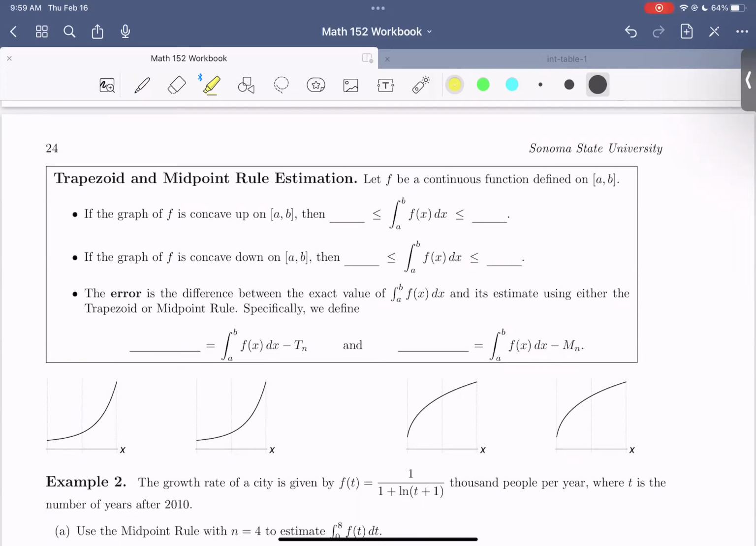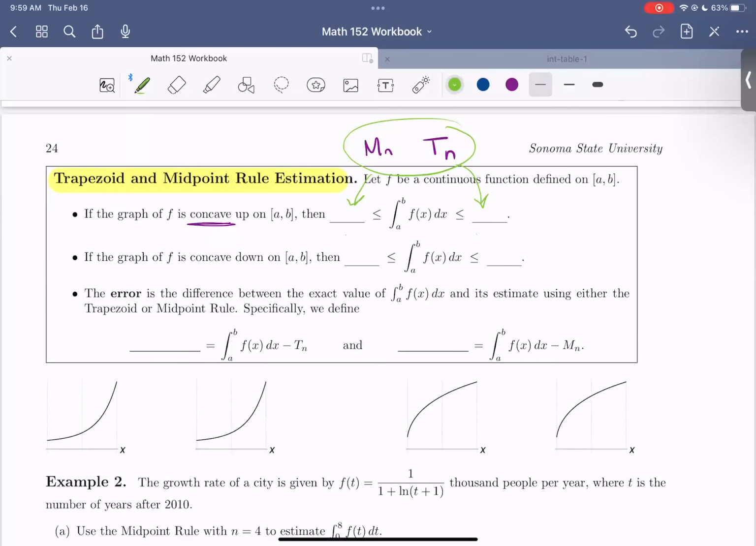All right, so let's go ahead and fill in this box together. We have trapezoid and midpoint rule estimation. Let f be a continuous function defined on an interval from a to b. The first statement says, if the graph is concave up on that interval, then the integral is between what two values? So we're going to fill in here midpoint estimation and trapezoid estimation. But let's consider which of these methods would be larger than our integral and which would be smaller.